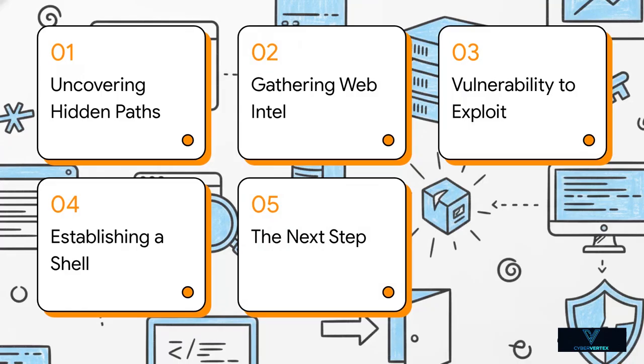Okay, so here's our game plan. First, we're going to uncover some hidden paths, see what the server is trying to hide from us. Then, we'll do some intel gathering to figure out exactly what we're dealing with. After that, it's all about finding a vulnerability and turning it into an exploit. The goal? To land our very first shell on the machine. And finally, we'll talk about what comes next, that next crucial step.